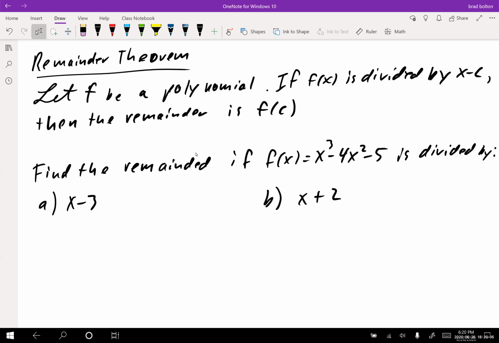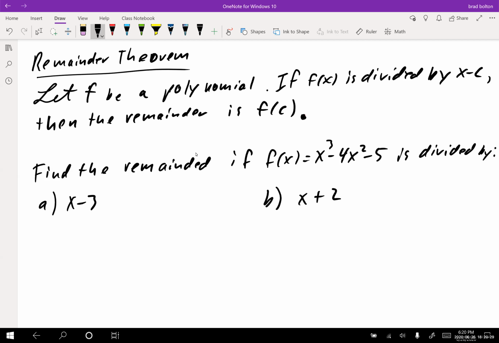The remainder theorem says let f be a polynomial. If f of x is divided by x minus c, then the remainder is f of c. So this is important. What this is saying is that if f of x is divided by some factor x minus c, then the remainder will be whatever f of c turned out to be.